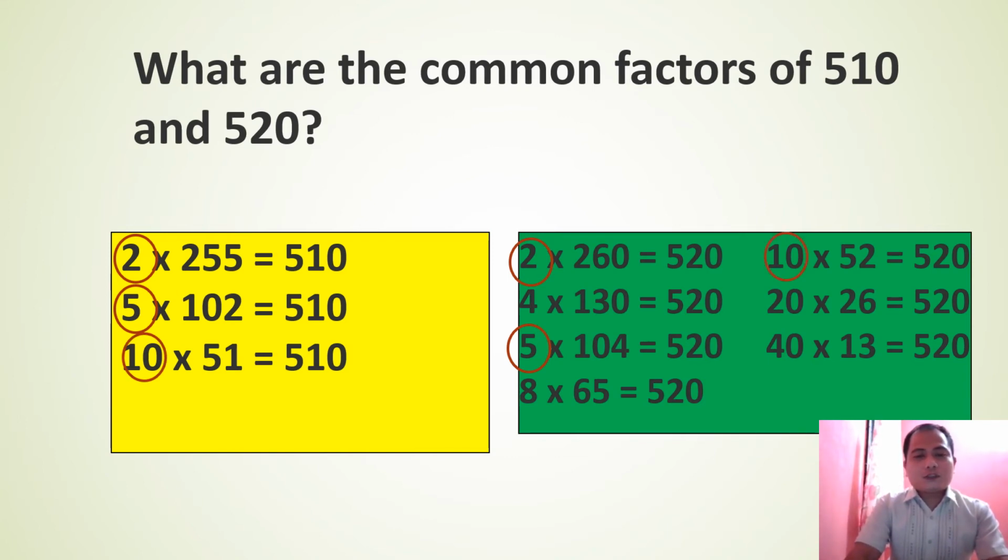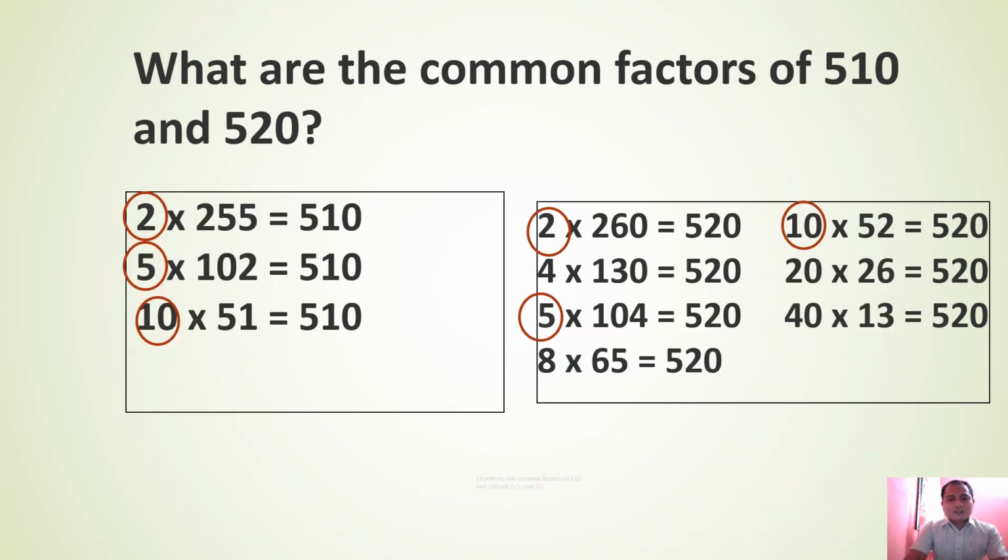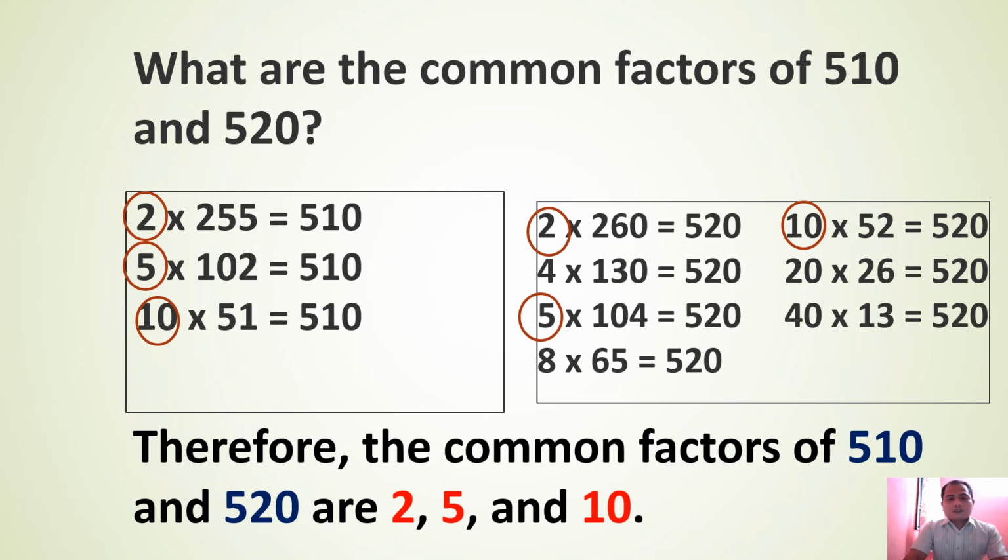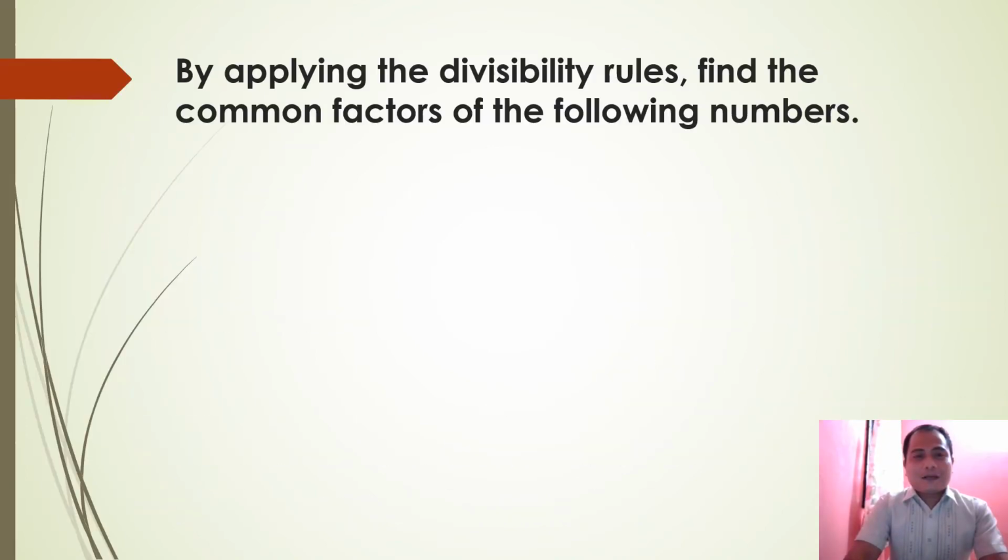So meaning, using the divisibility rule a while ago, we can already apply it in finding the common factors. Therefore, the common factors of 510 and 520 are 2, 5, and 10. By applying the divisibility rules, let's find the common factors of the following numbers.